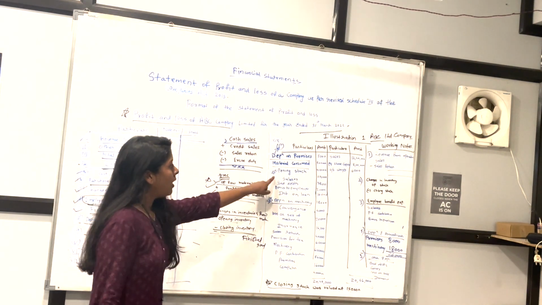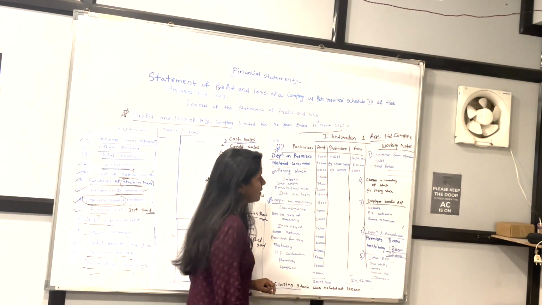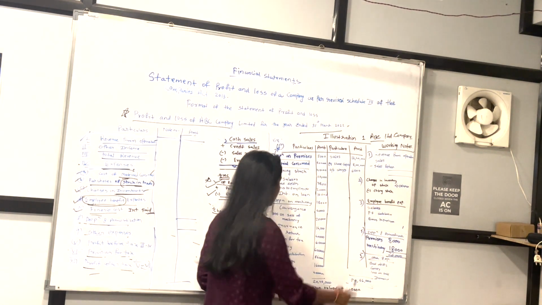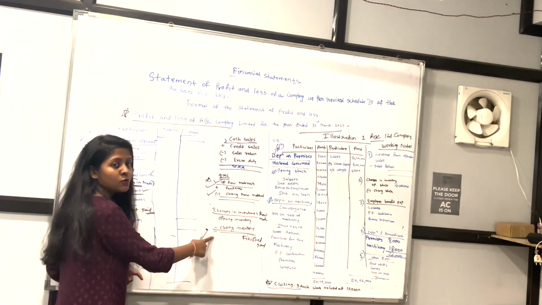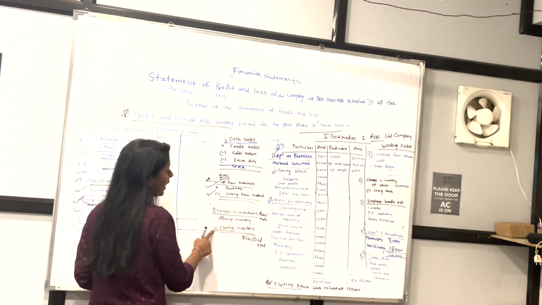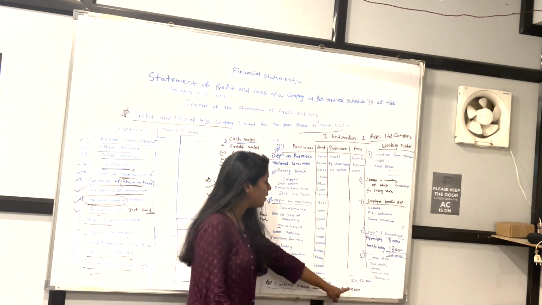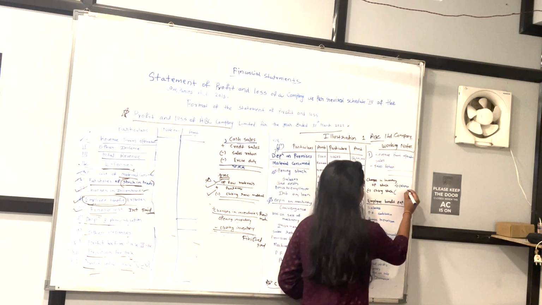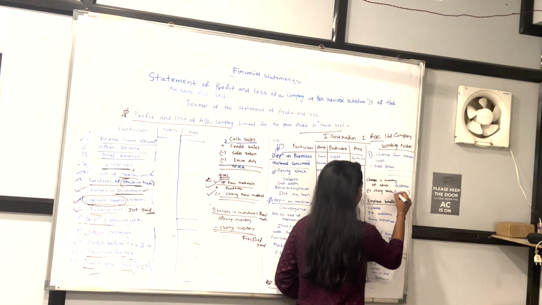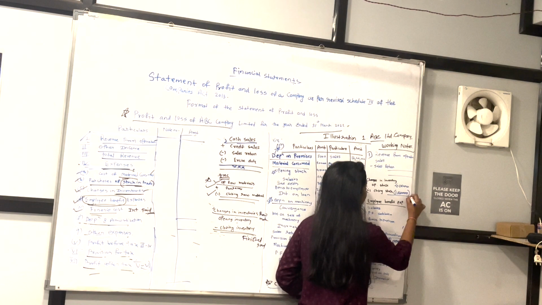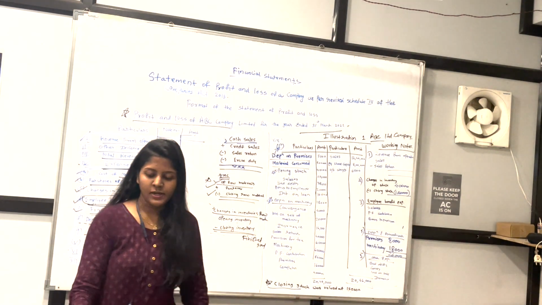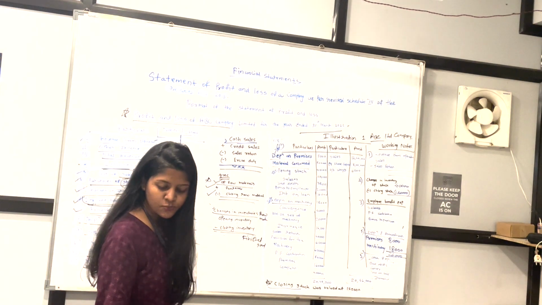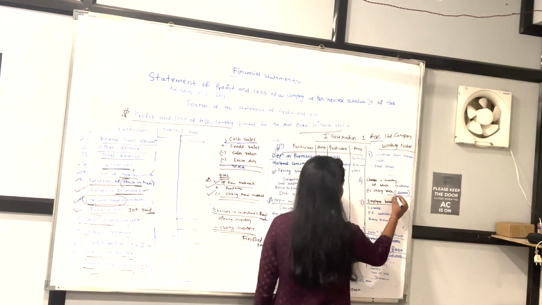How do we show this? Opening stock is 40,000 minus closing stock. This is the formula to calculate changes in inventory: opening minus closing stock. How much is the closing stock? It's 1,20,000. Since we are subtracting it, we show it in brackets, (1,20,000). So 40,000 minus 1,20,000 gives you (80,000).